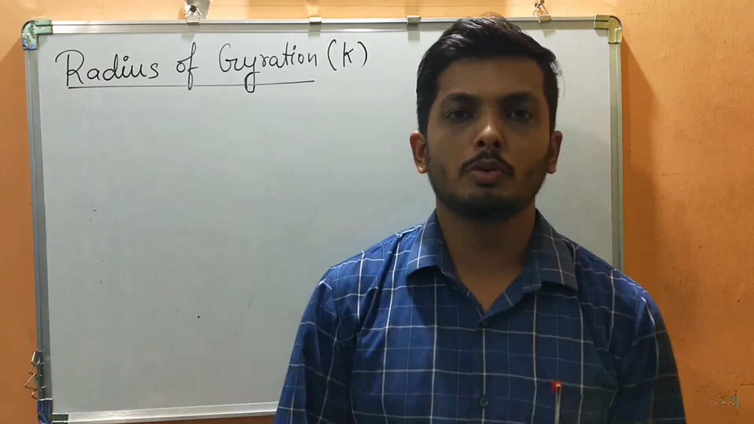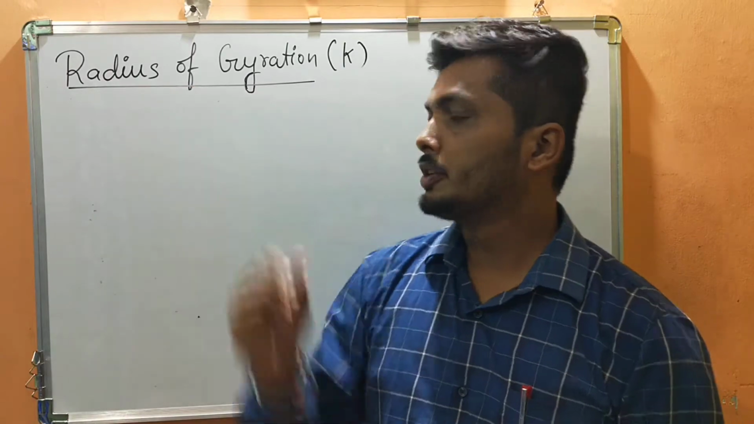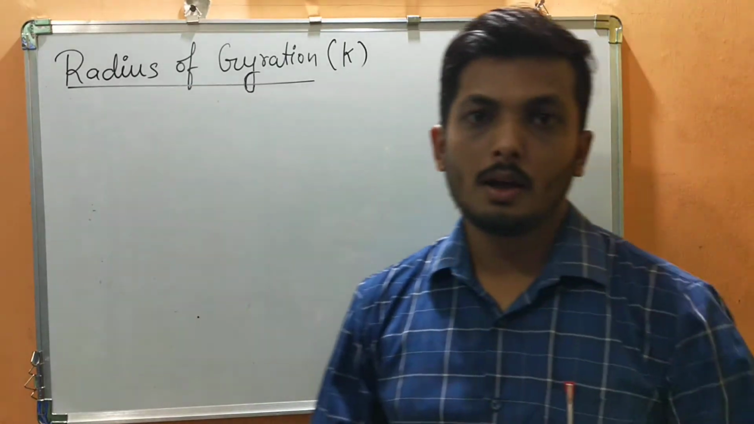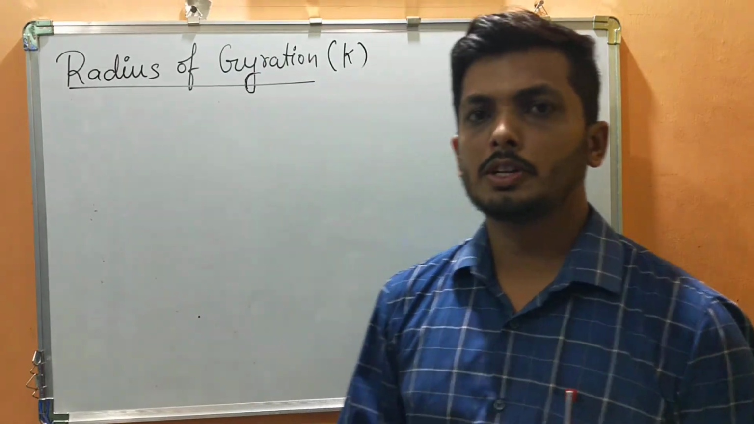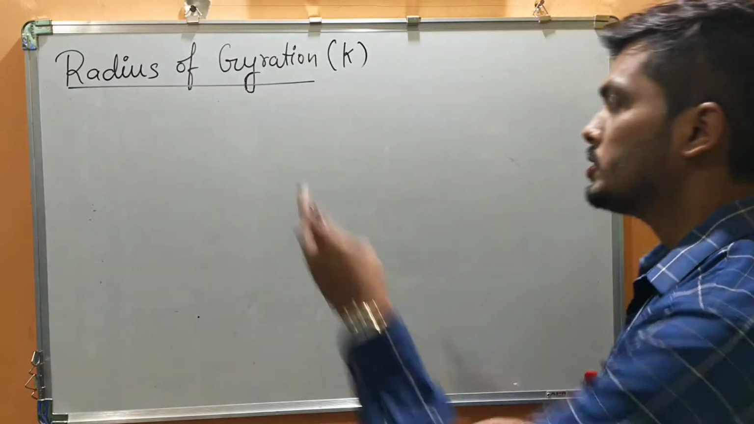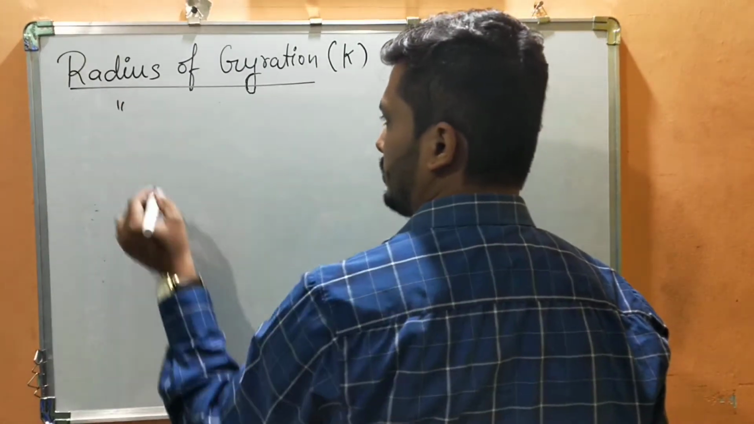So in today's class we are going to study a concept which is known as radius of gyration, which is denoted by capital letter K. Before understanding what the radius of gyration is, I want you to write the definition. Later I'll explain the things. Okay, so radius of gyration, you can write along with me.